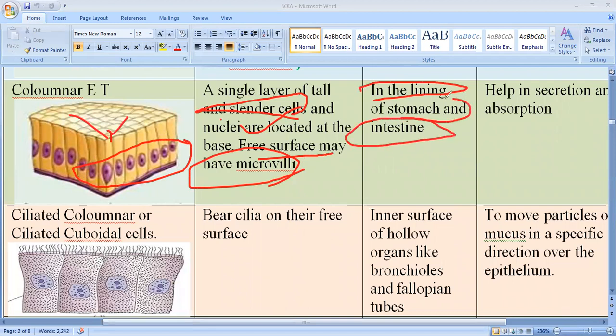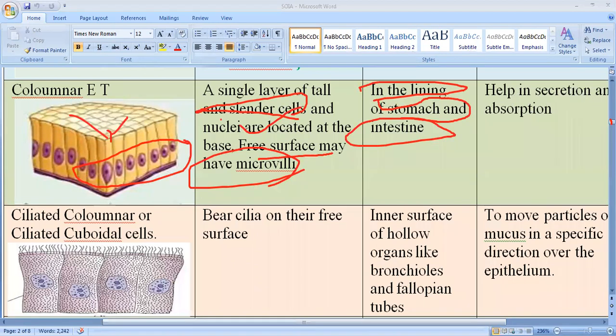And intestine. Okay, so where are columnar epithelial cells found? Columnar epithelial tissue is found in the lining of the stomach as well as the intestine. The basic function of columnar epithelial tissue is secretion and absorption, which we have discussed above and you know very well.